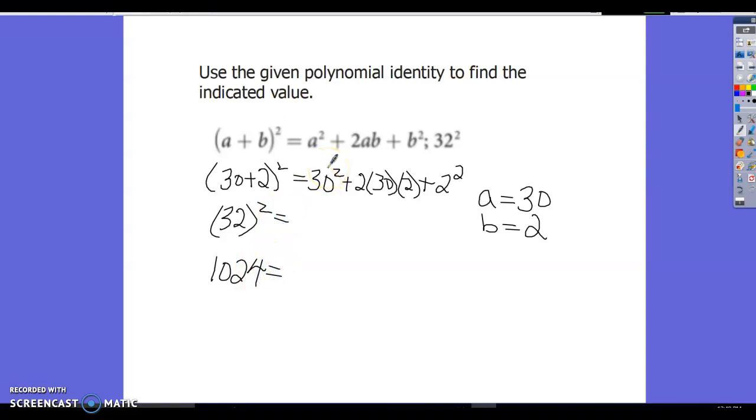So now I'm going to do 30 squared. 30 squared is 900. And 2 times 30 times 2 is 120. And 2 squared is 4. So this would be 1020 and then 1024. So those do work. You can see that we used the indicated value to prove this identity does work.